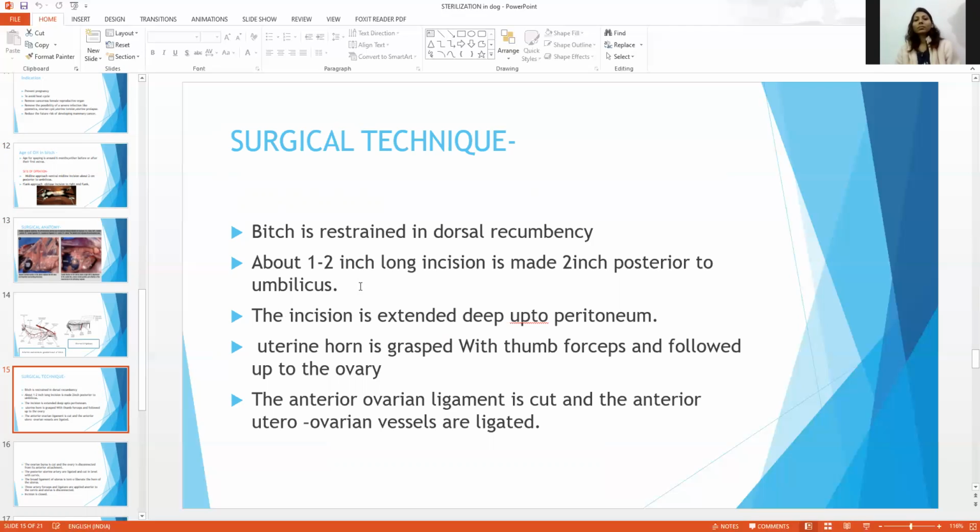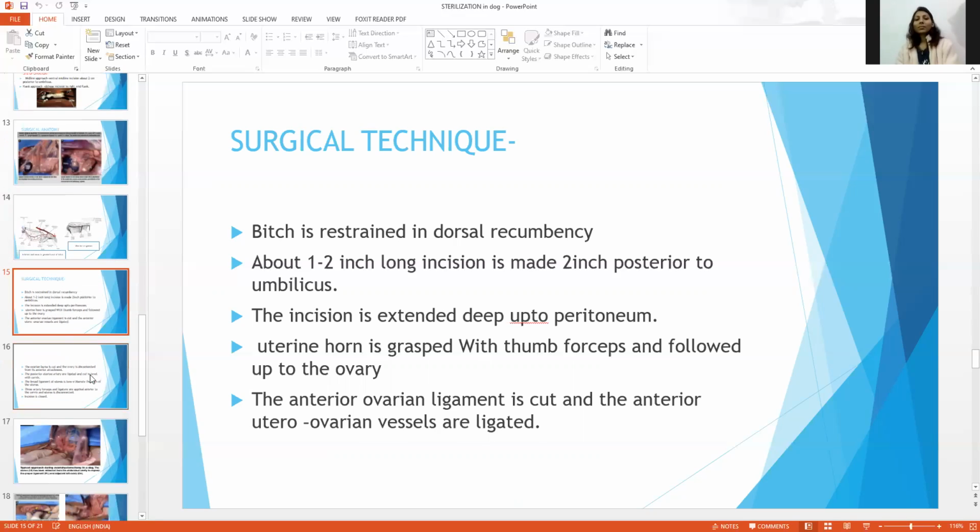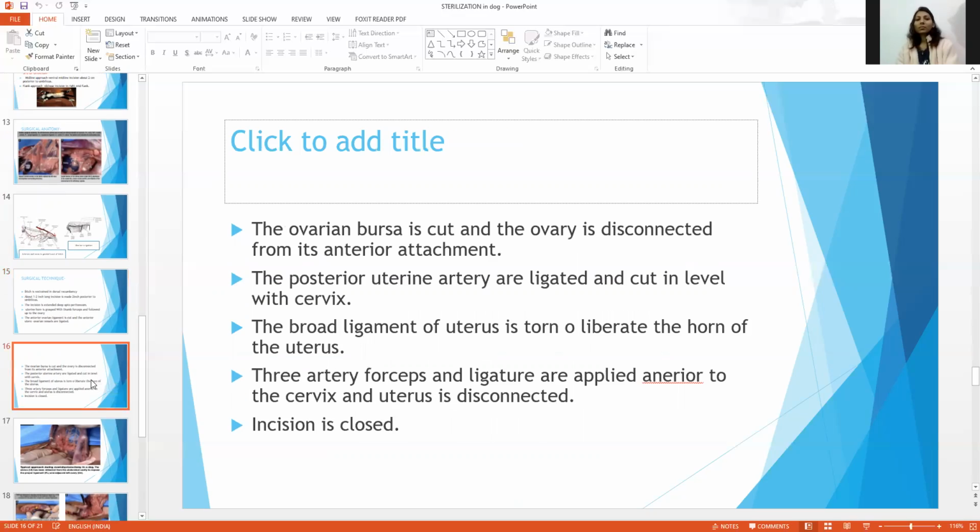by ligating both ovarian arteries of both sides, and just after ligation you cut it, and then you go for the uterine body. Cut the uterine body after ligating the utero-ovarian vessels. This is a very simple surgery. It will take hardly 15 to 20 minutes for removal of the whole ovary and uterus.